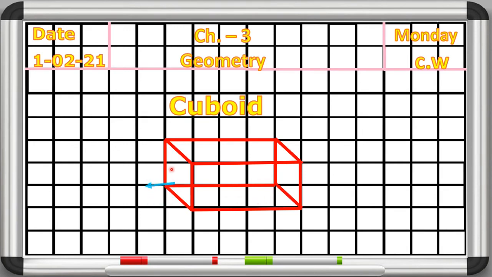So here these are the faces. So here we will write face and these are the edges. Okay, and these are the corners or vertices. Okay, so beta, you need to learn that in cuboid, opposite sides are equal. Okay, means this side is equal to this side and this side is equal to this side. Understood beta?